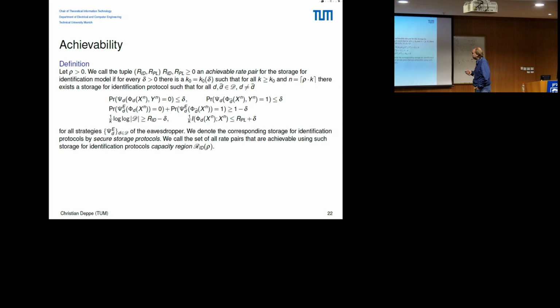So okay, let's be more formal. If you formally do this, we have some encoder here, and we have a decoder here, and we read out Y^n, and this is the error of the first kind. That means we decode for d. D is our message, and then we want to check with d if d is the message, and we get no. That should be smaller than some delta. And this is the error of the second kind.